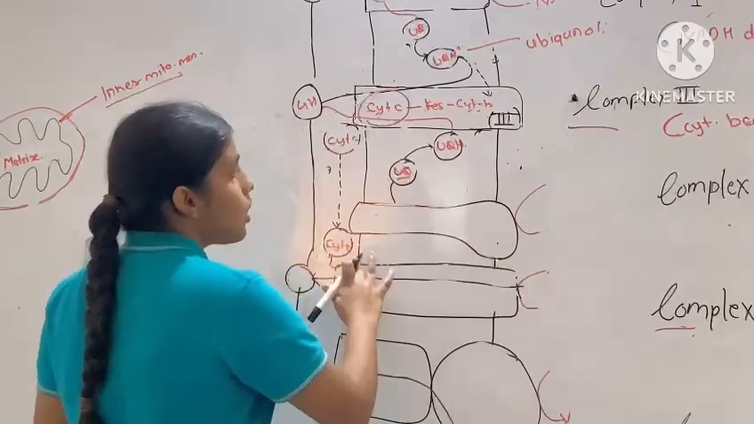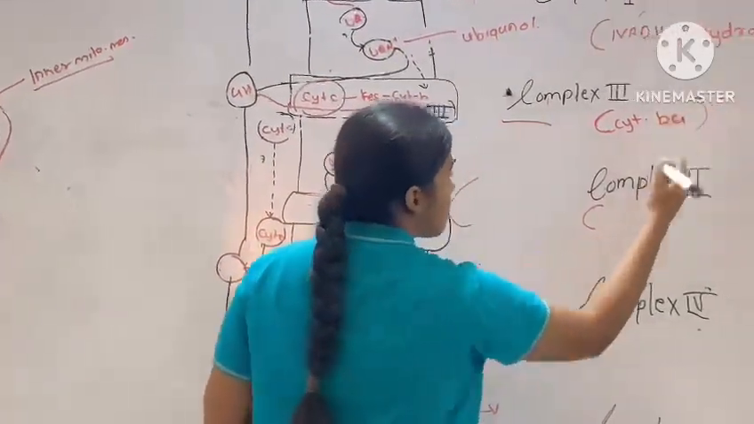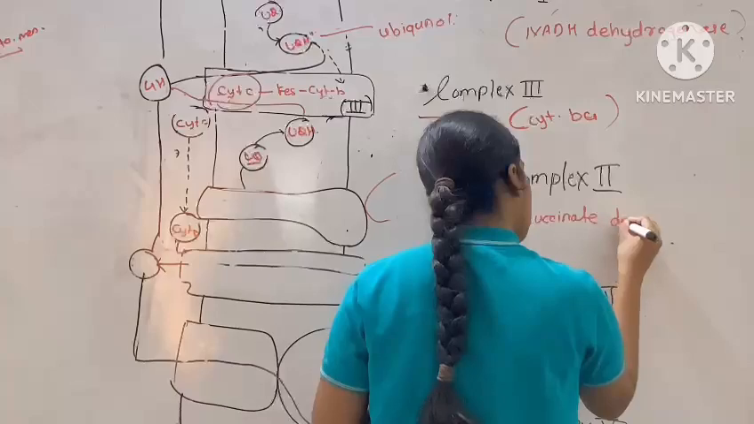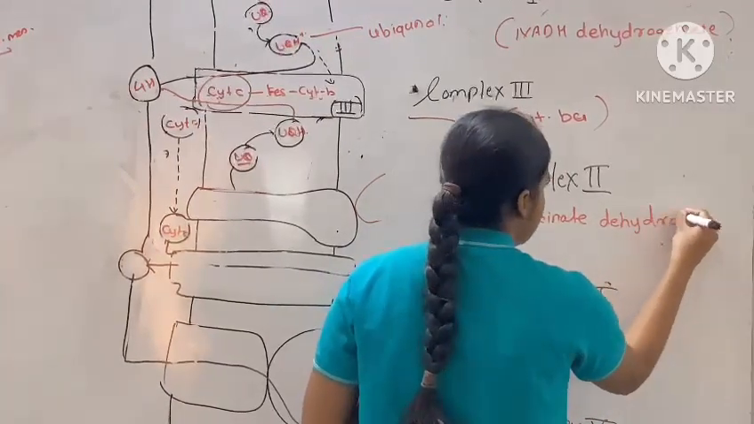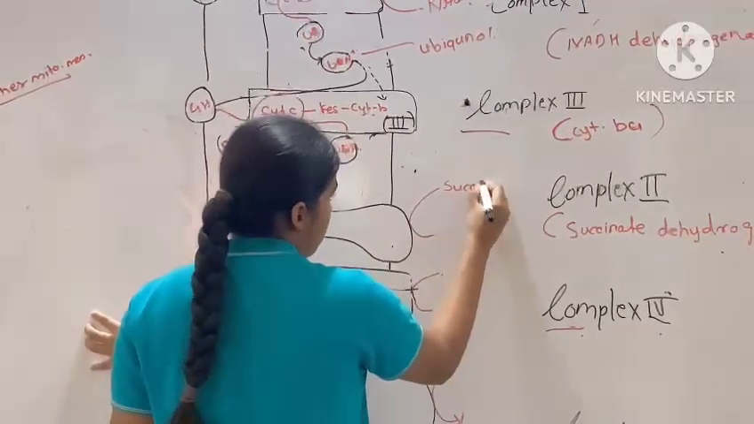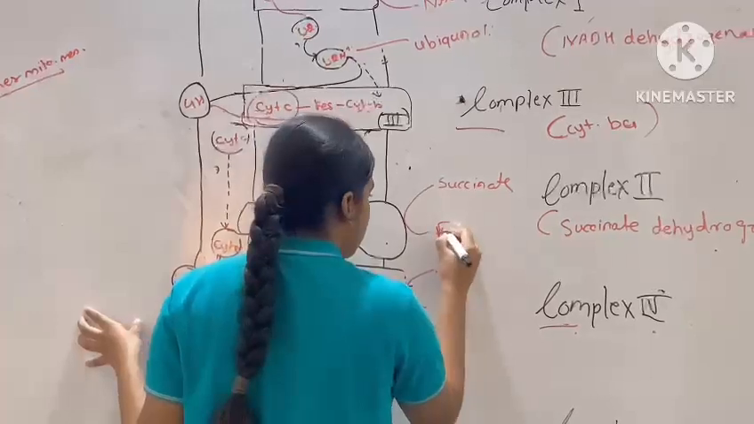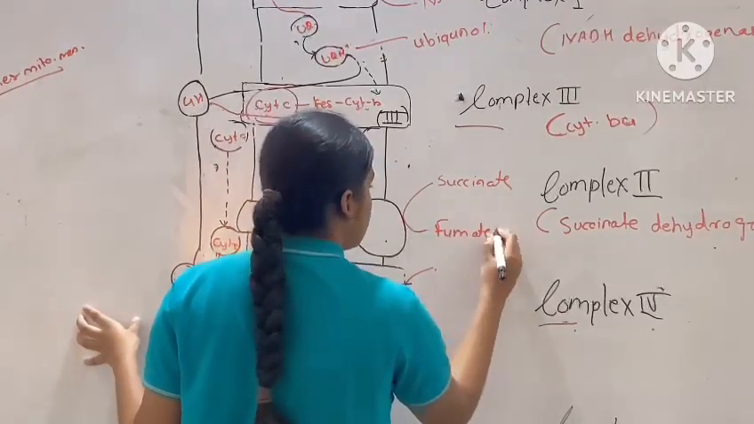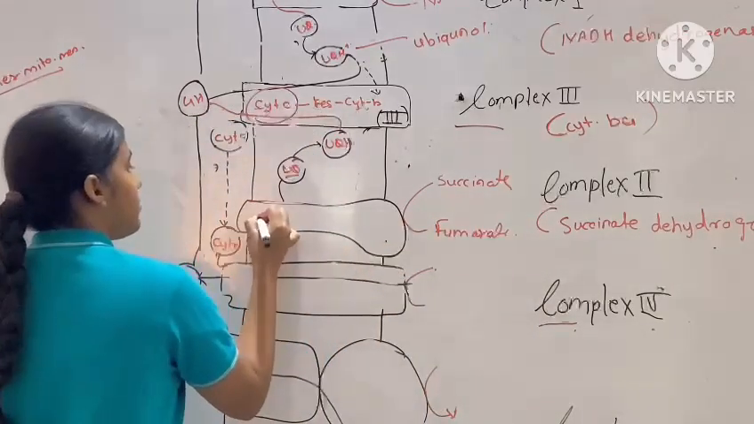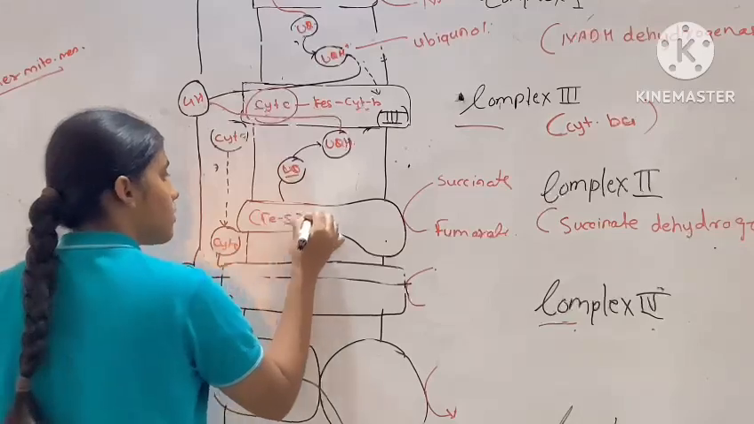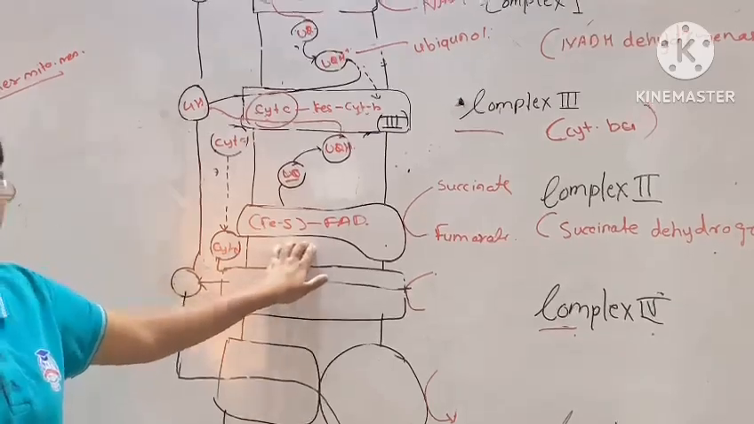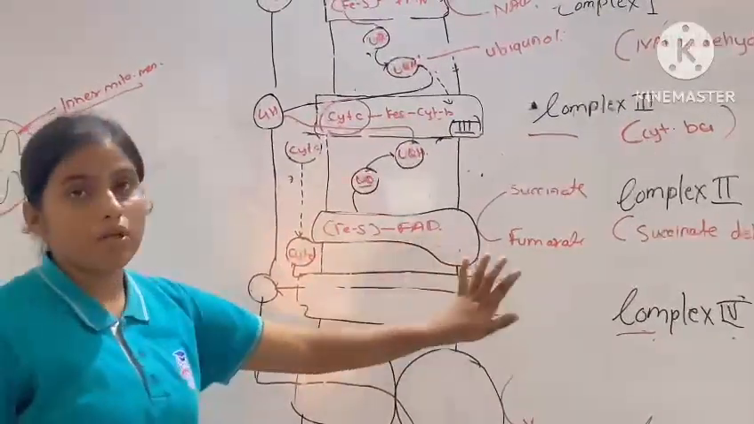The next thing is complex number 2, known as succinate dehydrogenase. Here there is formation of succinate and fumarate. And chemicals like FES and FAD. This complex does not accept any protons but accepts only electrons.